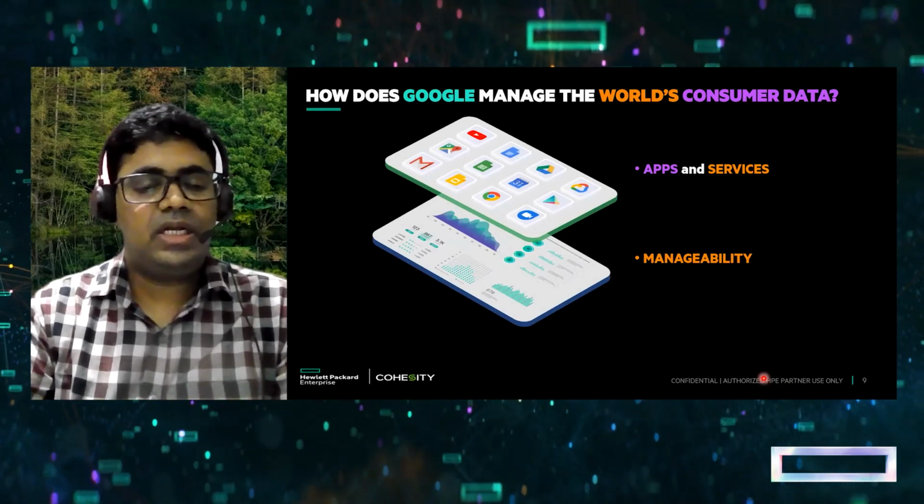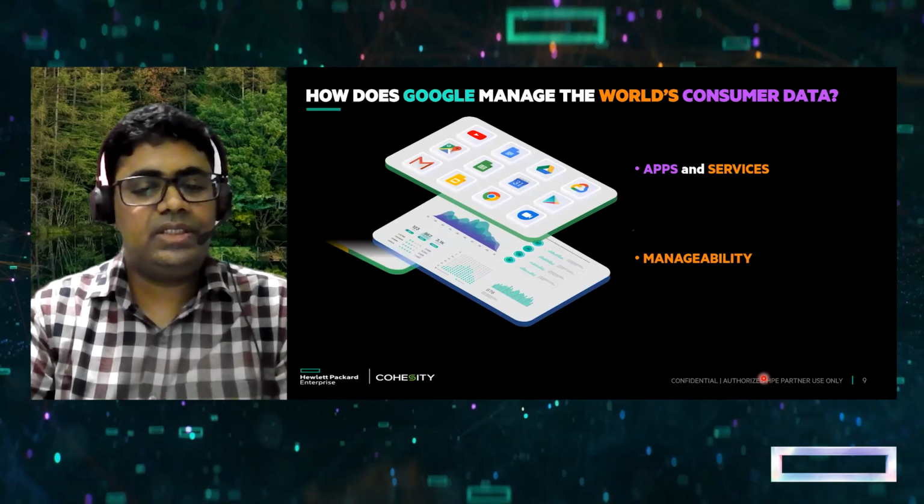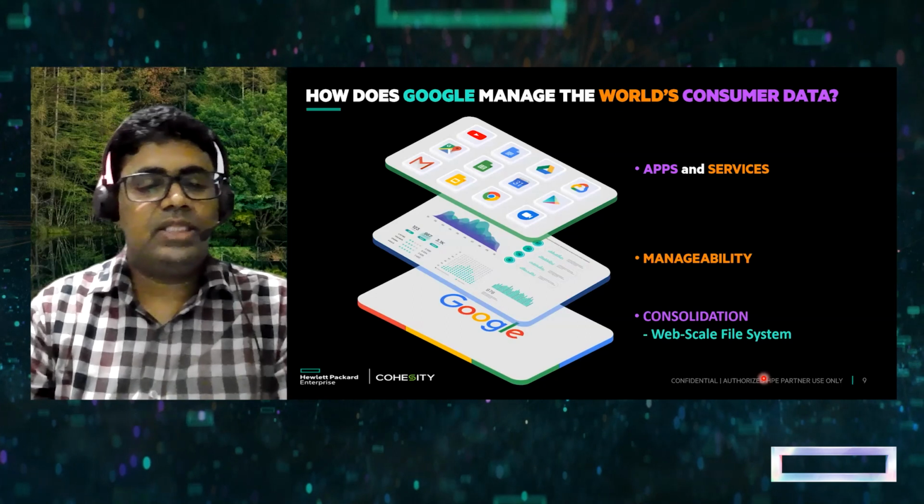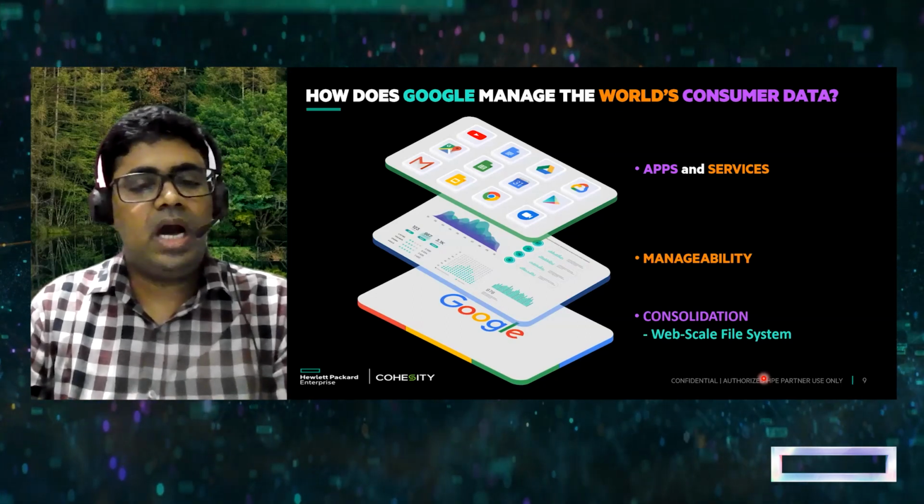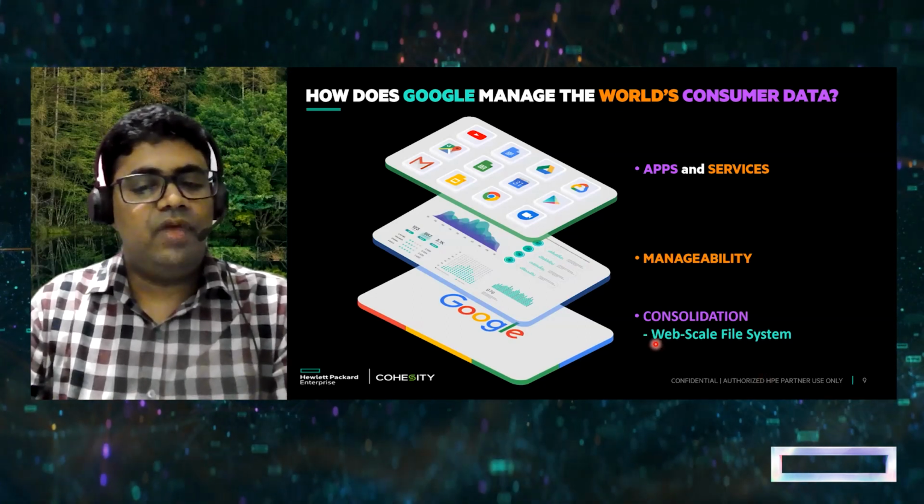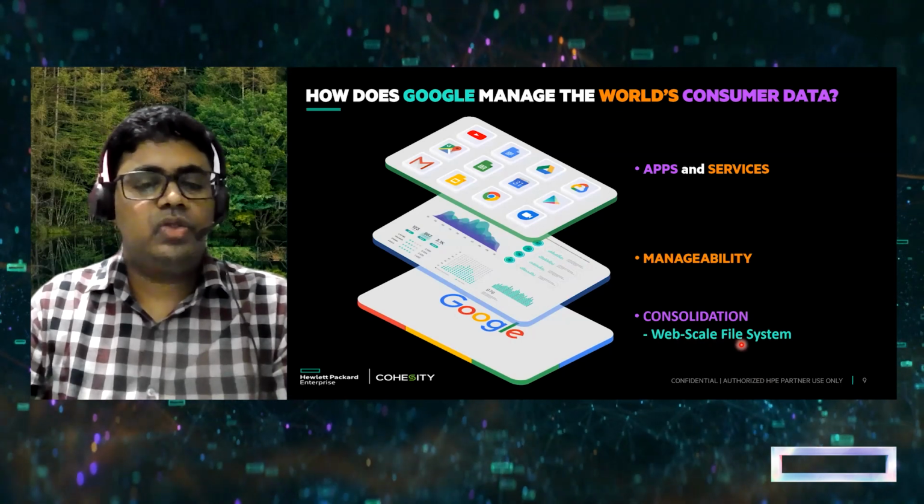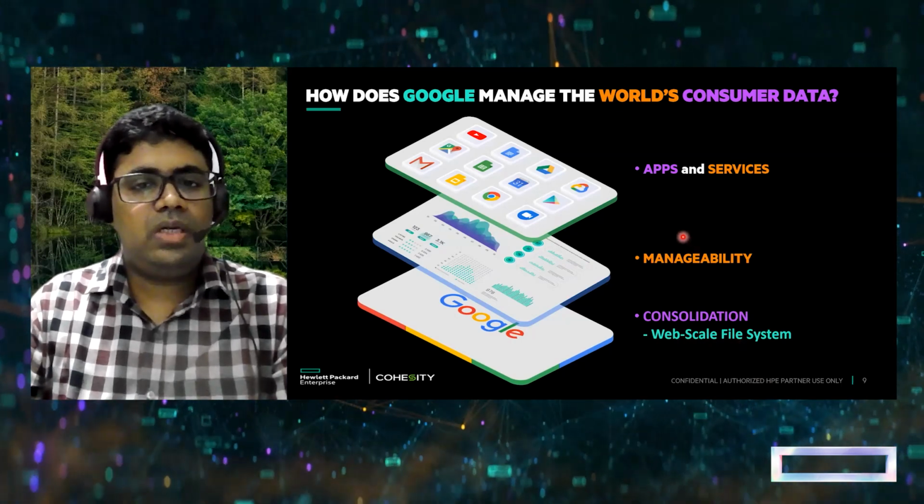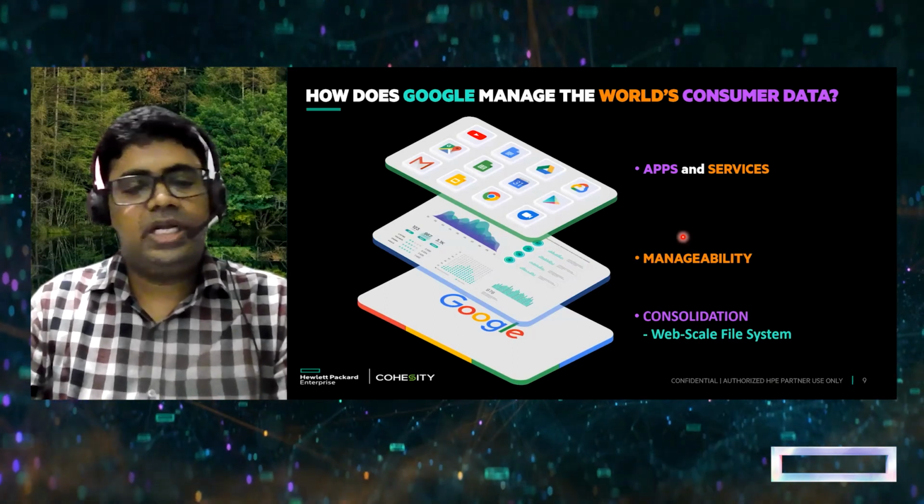But how they managed to achieve this is due to the consolidation process. The main backend key architectural component is the web scale file system. Using the web scale file system only, they are able to manage all of Google's consumer data.